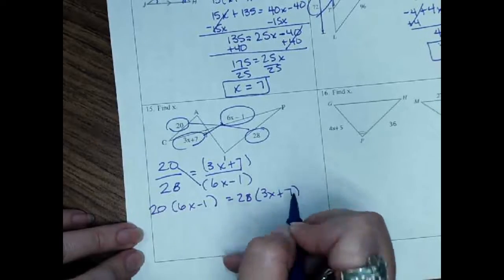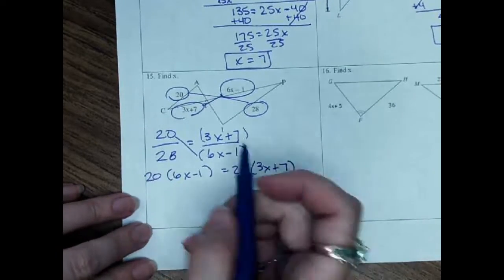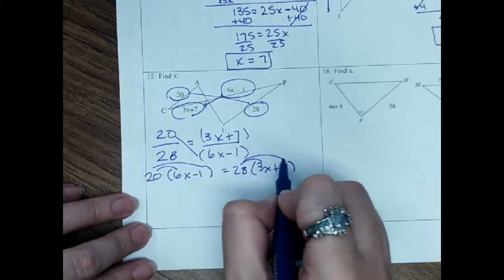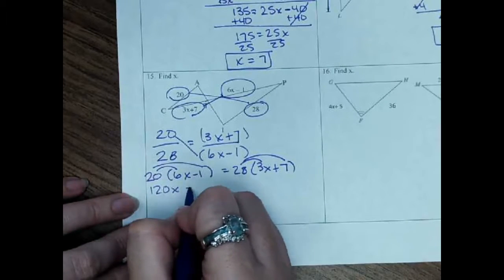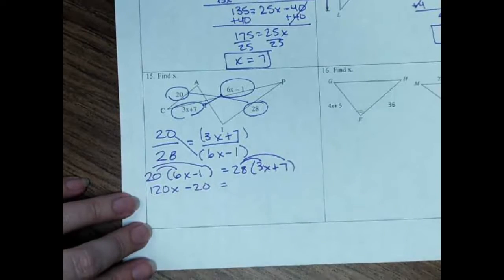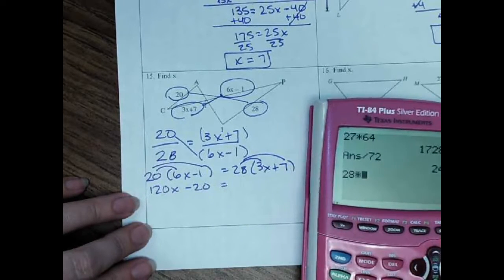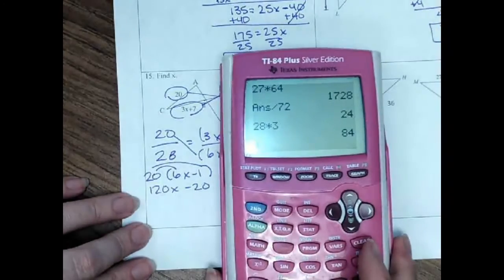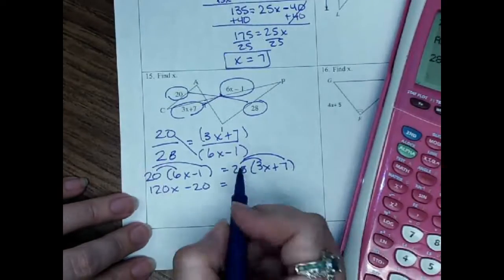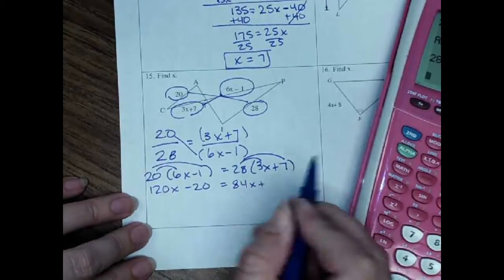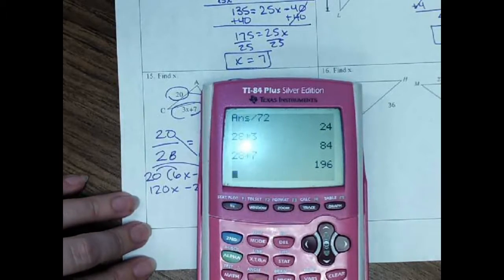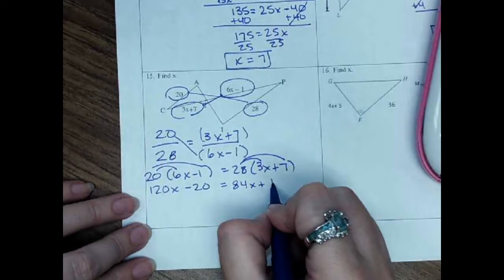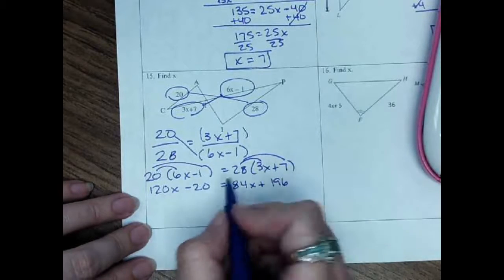And just like I said before, be sure you write this stuff out, because a lot of people are skipping this step and then getting it wrong. And that's 84. $196 minus the 84.